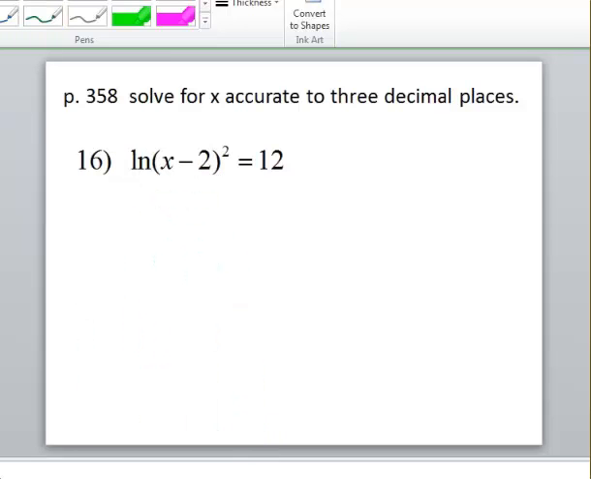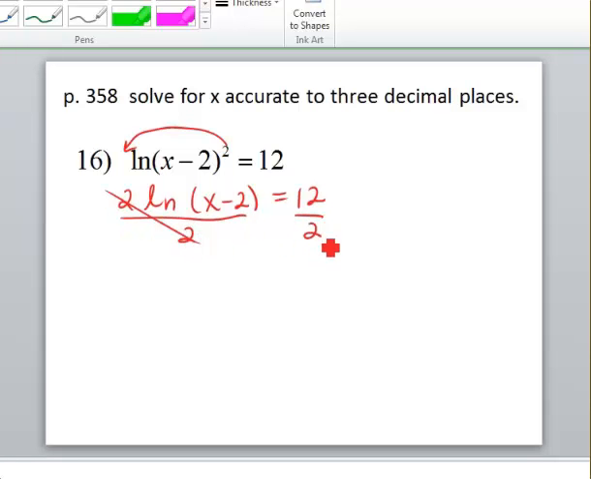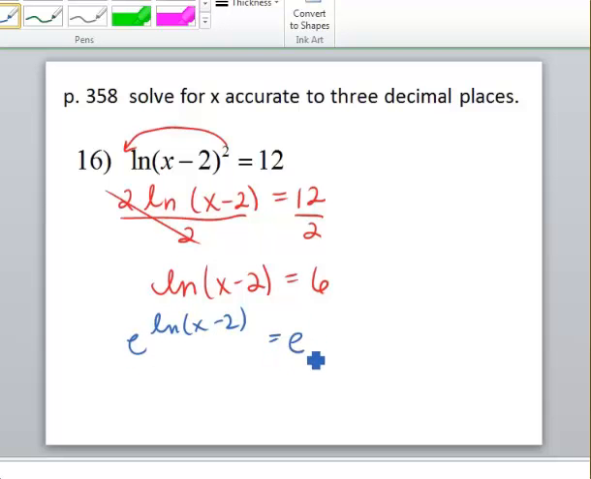This one has an ln. The way I'm going to do that is by e'ing both sides. But before I do that, I can actually pull this out front using log properties, which will simplify the problem just slightly. So what I'm going to do then is divide by 2 so I can have the ln by itself. So I have the ln of x minus 2 is equal to 6. What I'm now going to do is write e to the ln of x minus 2, because when we e both sides, we're actually raising it to a power. Those cancel, and I have x minus 2 is equal to e to the 6th.